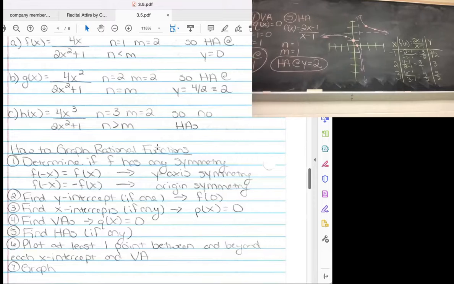So I'm going to erase most of the information that I have on the board. I'm going to leave up some bare bones so that I don't have to write absolutely everything again.